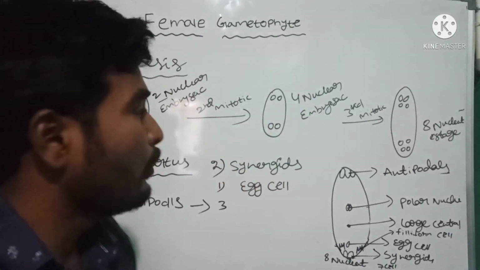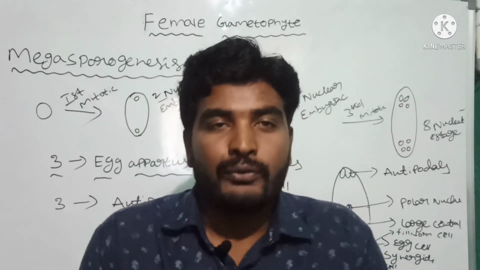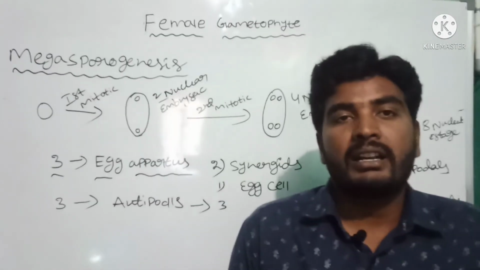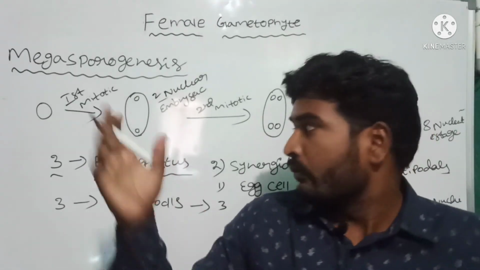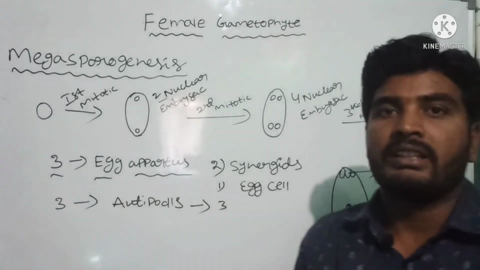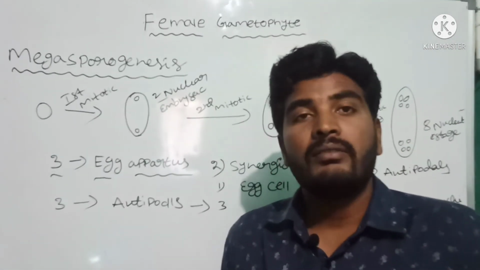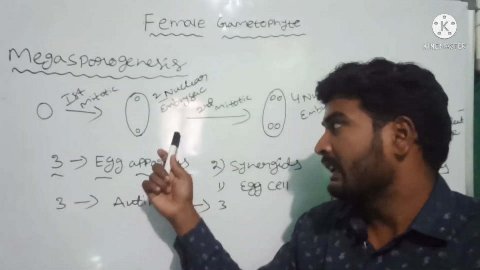So why do we call it monosporic development? Because one functional megaspore is converted and develops into the embryo sac or female gametophyte. How it develops, we observed clearly here. So this is the monosporic development of the female gametophyte.